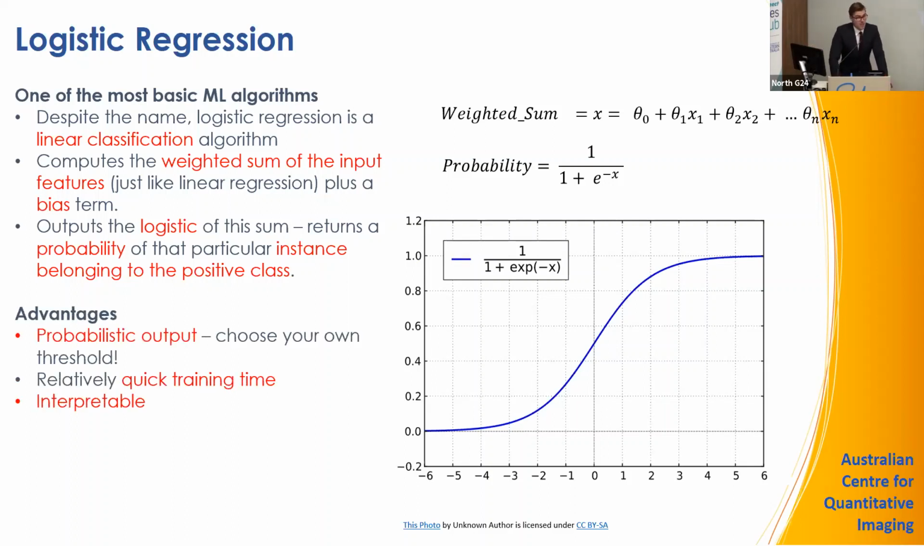The advantages of this are your probabilistic output allows you to choose your own threshold. And we'll get into why that might be important a little bit later. It also has relatively quick training time and it's highly interpretable. So it's just a linear sum of the features that you've calculated.